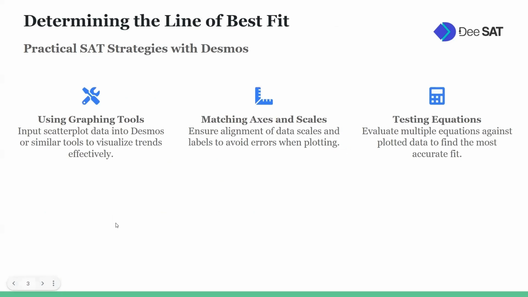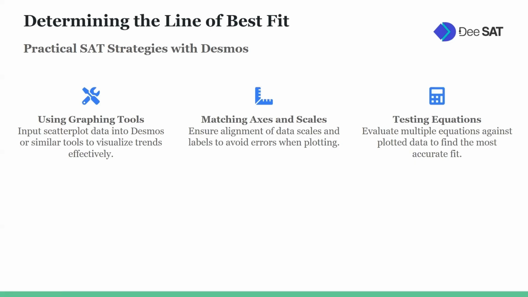Determining the line of best fit. One key concept for scatter plots is the line of best fit. This is a straight line that represents the trend in the data. Imagine drawing a line through the center of your scatter plot points that best represents their pattern. How do we find the line of best fit?